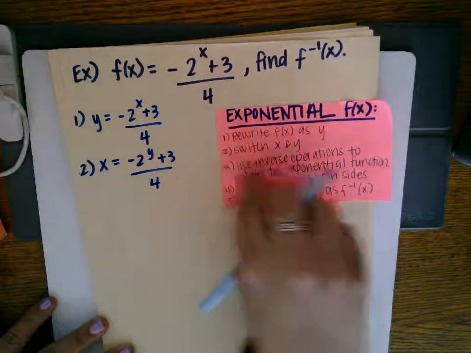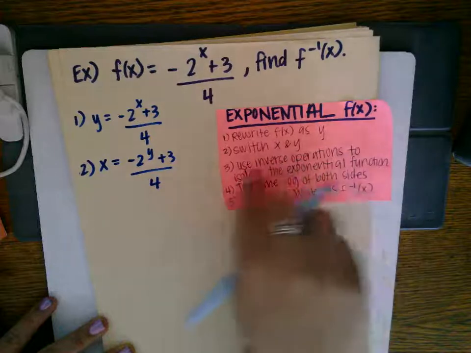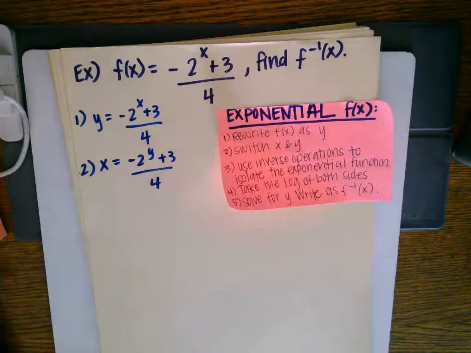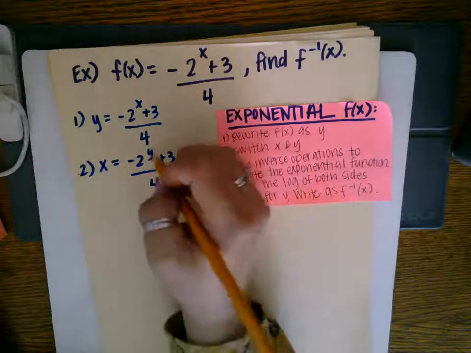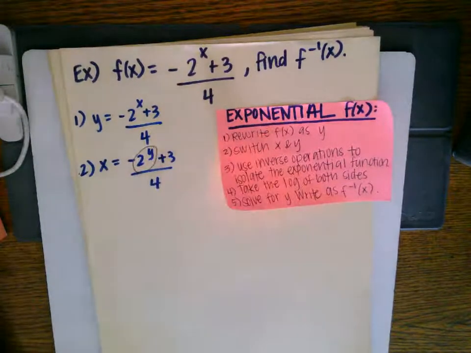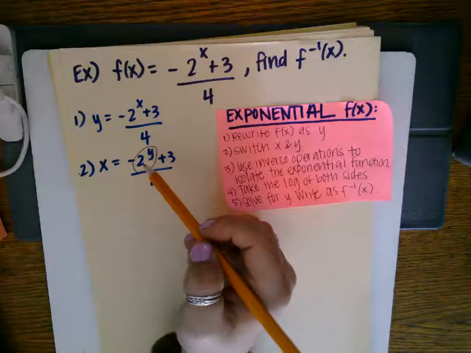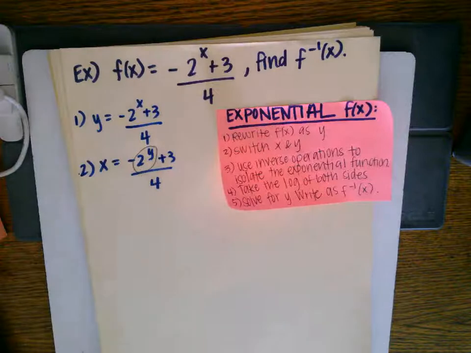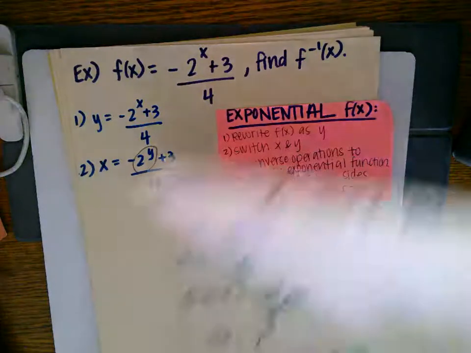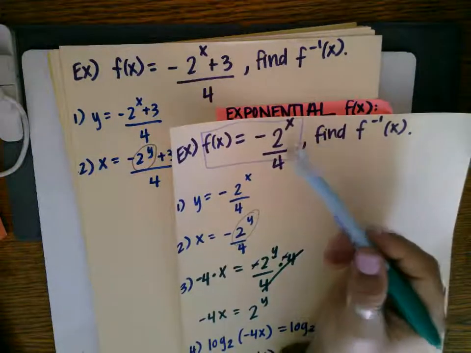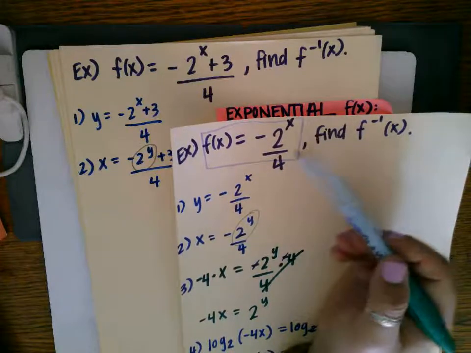And now, step 3, use inverse operations to isolate the exponential function. Find your exponent, find the base, put a circle around it, a box around it, highlight it, whatever works for you, that we're not going to stop using inverse operations until 2 to the y is alone. All right? We're not going to stop using inverse operations until 2 to the y is alone. Now, this is pretty similar to the last problem. Notice that I just added an additional operation in the numerator.